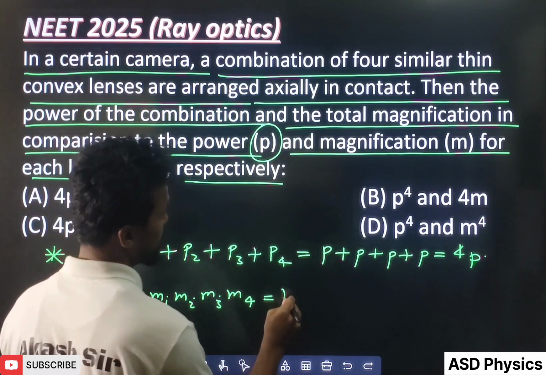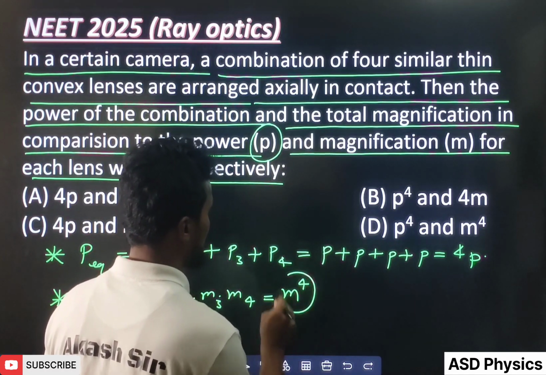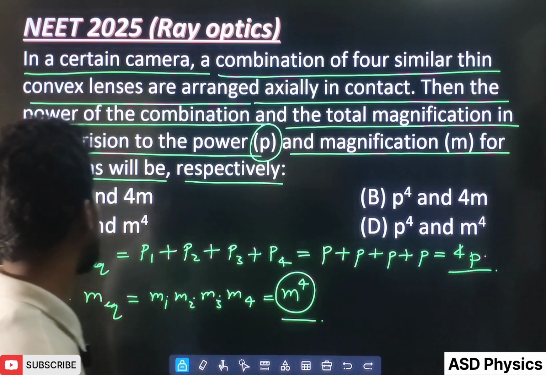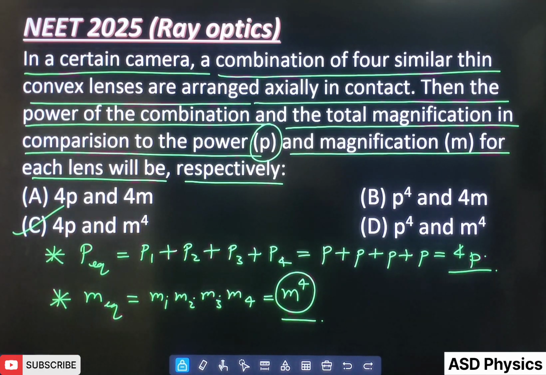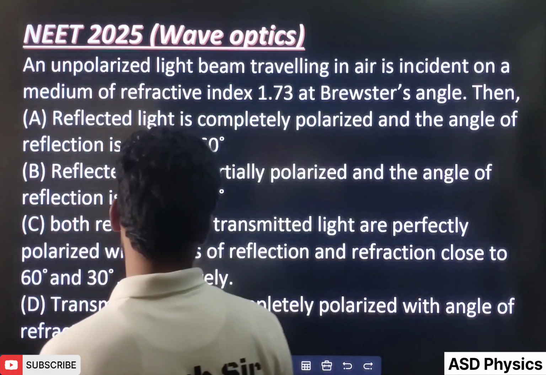Just multiply all of them here. m into m into m into m, 4 times, that means it will become m to the power 4. So this is the equivalent power, this is the equivalent magnification. Which option is coming here? You can see very well, 4P and m to the power 4. Correct option is option C. Okay, so we have solved 2 questions from ray optics.